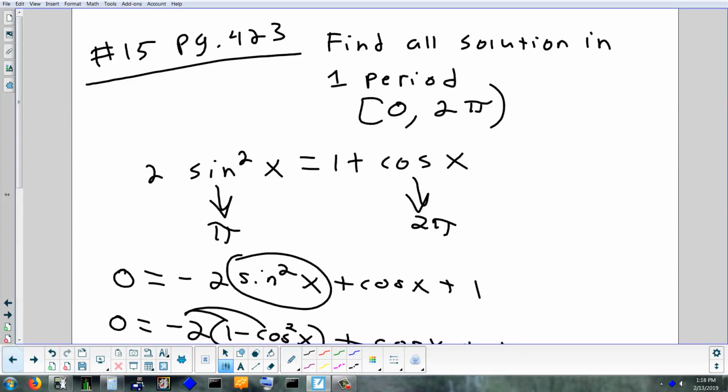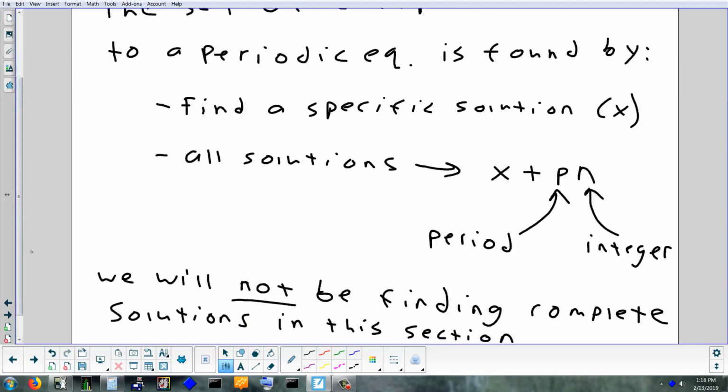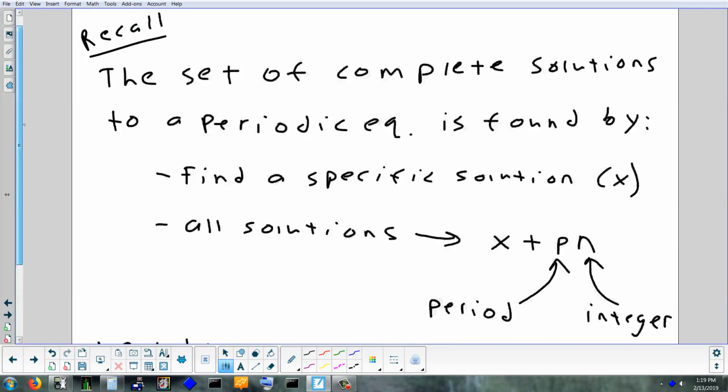Remember that technically when you find an answer to a periodic equation, it has an infinite amount of answers. In this section, I don't care about the infinite amount of answers. I want you to remember that there are more answers every cycle, but we're not doing plus the period times n, okay? So we're not finding all solutions, just the ones in a certain window. Questions on that? We've done this idea before, and it's going to come up again, definitely on the final, where you do plus the period times n, but you don't have to worry about it in this section.